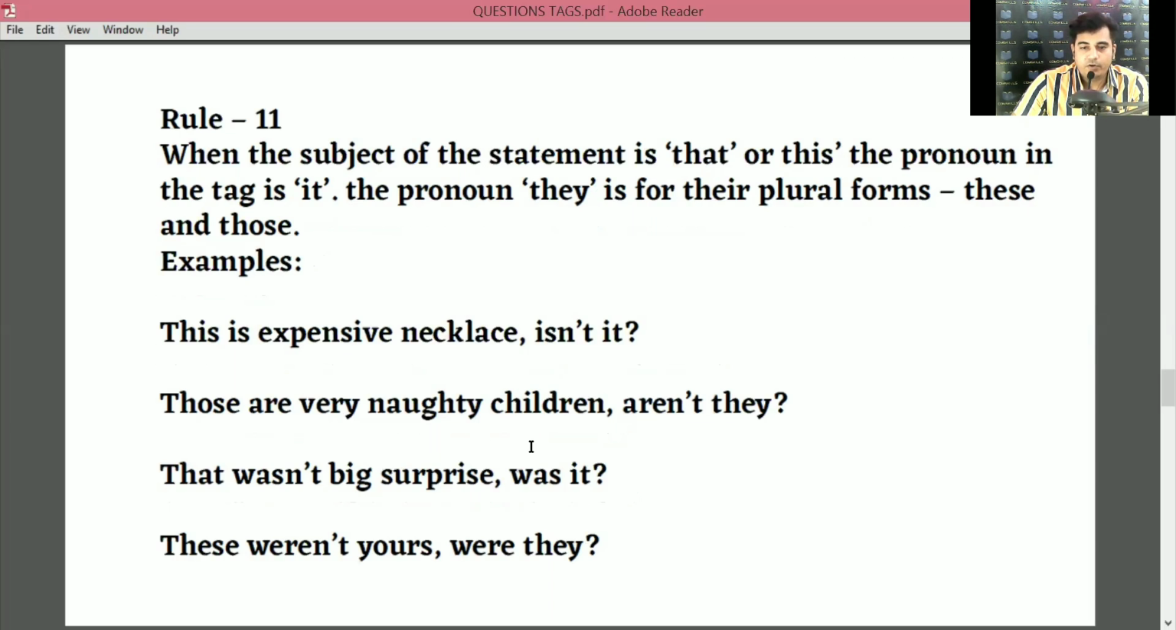Those are very naughty children, aren't they? We're talking about the children. That wasn't a big surprise, was it? These weren't yours, were they? So just keep this in your mind: this, those, that. If you're watching these things, you need to use only it or they. Okay.